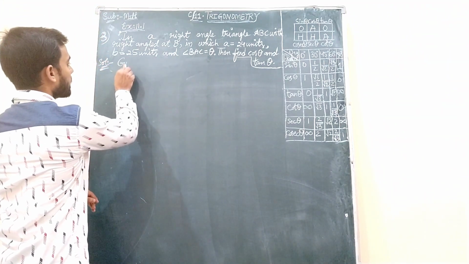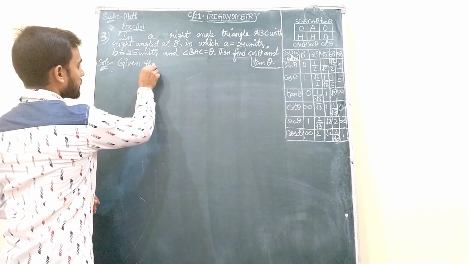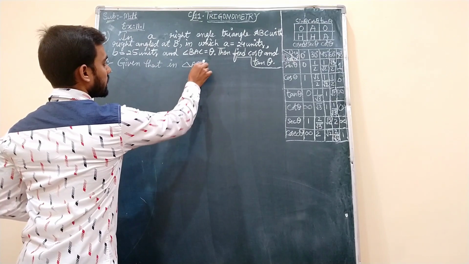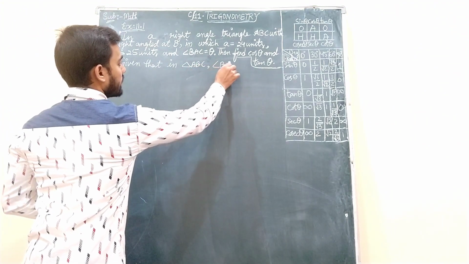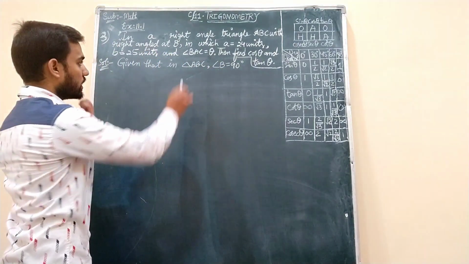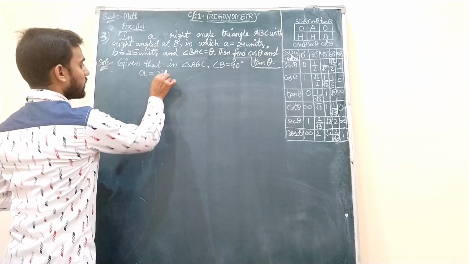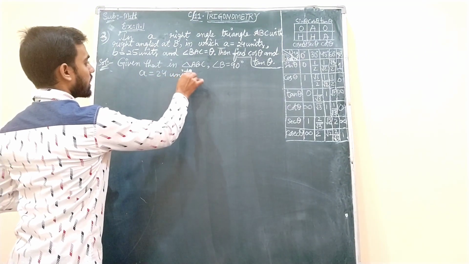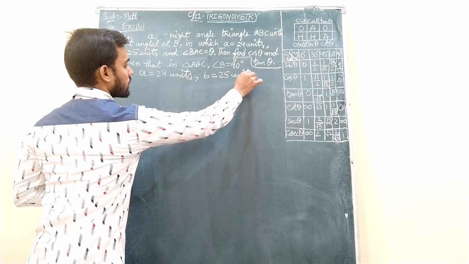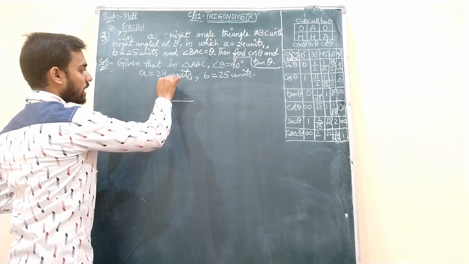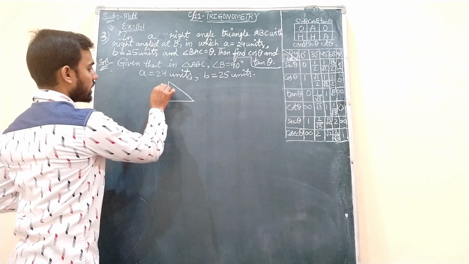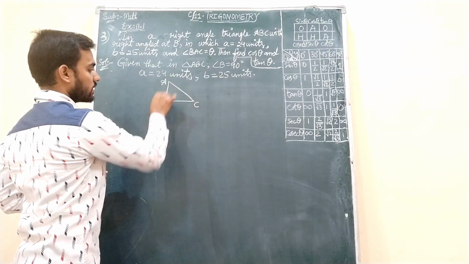So first we will write given that in triangle ABC, angle B is 90 degrees. Right angled at B he has given, which means angle B is 90 degrees. Also he has given that a is 24 units and b is 25 units. So here we will draw a small right angle triangle. This will be B because it is 90 degrees given in the question, and here I will take A, here I will take C, triangle ABC.